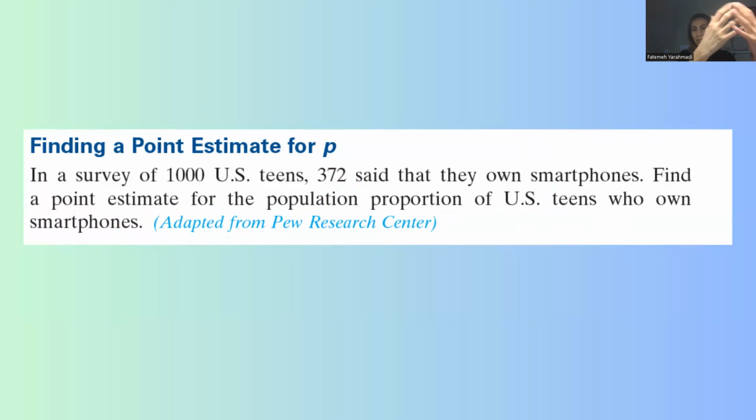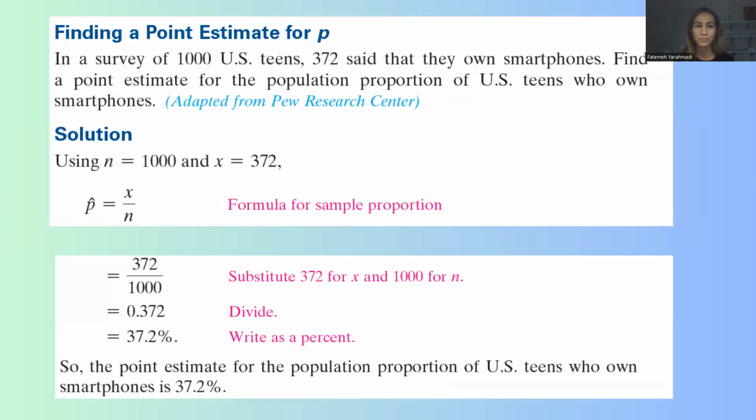So instead, we take a random sample of 1,000 of them and ask them, hey, do you own a smartphone? And we count the number of yeses, the number of successes, which in this case, we have a sample size of 1,000 US teens with 372 that said yes. The question says, find the point estimate for me.